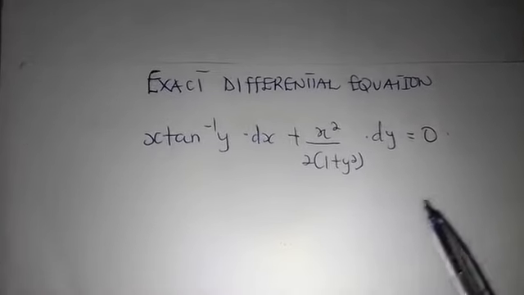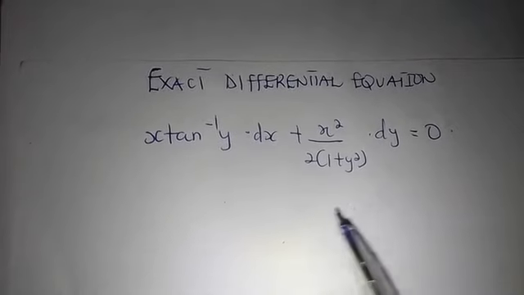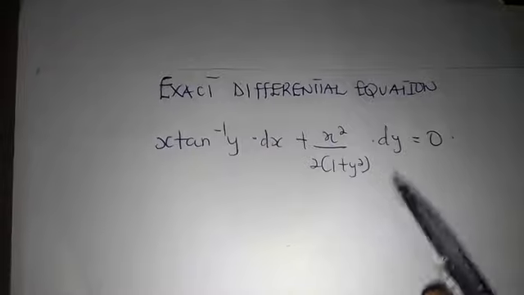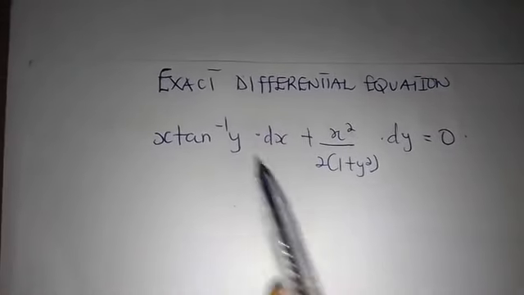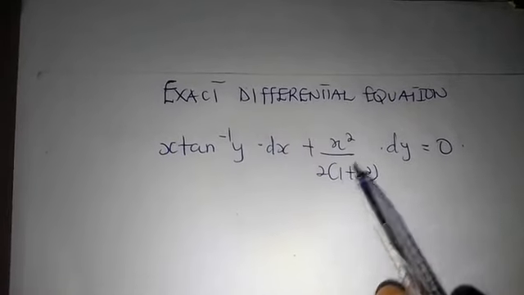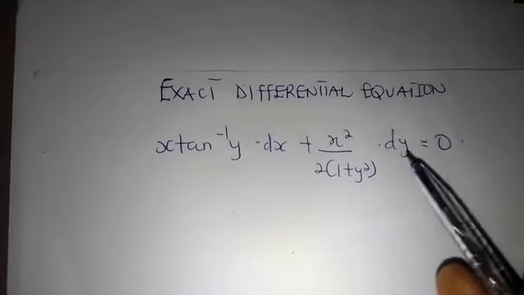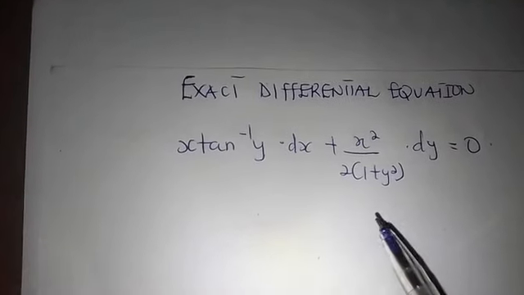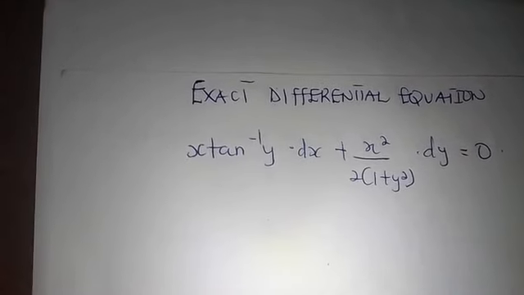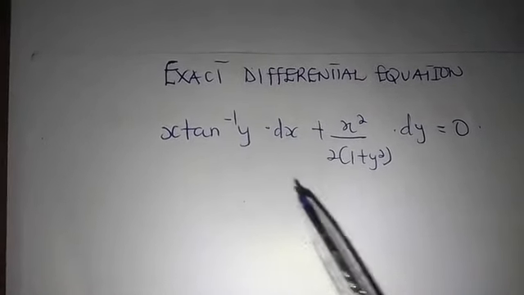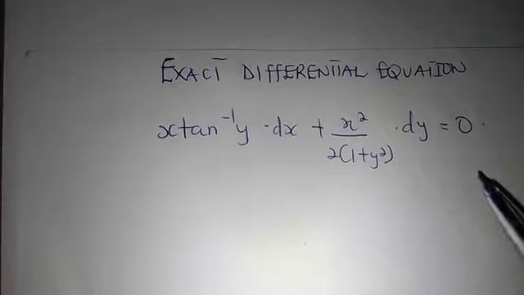Still on exact differential equations. So I have another problem in exact differential equations, and this is inverse trig differential equation problems. So we have x tan inverse of y dx plus x squared over 2 multiplying 1 plus y squared dy equals 0. As usual, you have to prove that this is an exact differential equation before you continue, but let's move straight to save time. This equation is an exact differential equation.